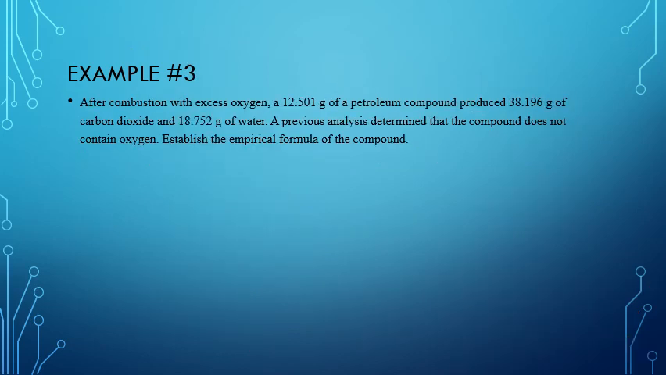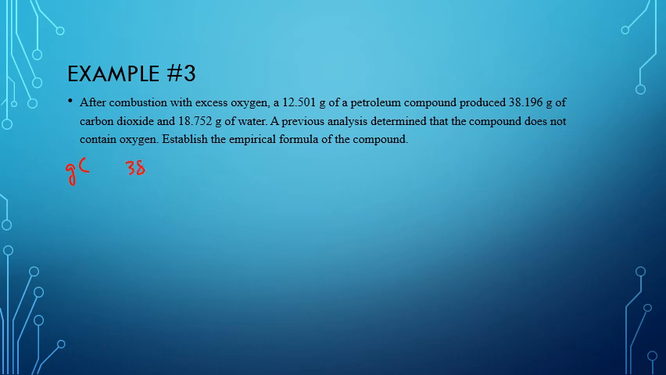Okay, so we have one last problem to go, and this says after combustion with excess oxygen, a 12.501 gram sample of a petroleum compound produced 38.196 grams of carbon dioxide and 18.752 grams of water. A previous analysis determined that the compound does not contain oxygen. Establish the empirical formula for the compound. So the significance of this statement is the fact that now I know this compound will contain only carbon and hydrogen. So to begin this process, I want to determine my grams of carbon.